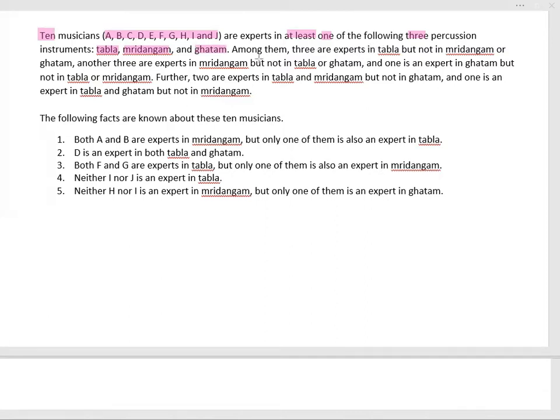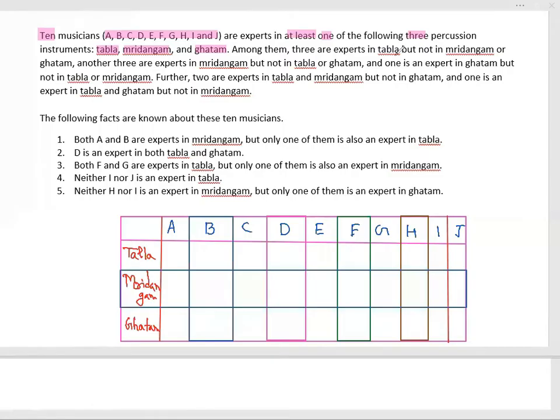Now we can see here the entire set, where the experts' combination is given. So basically we need to form one table wherever we can fill in who is an expert in what. For that, first let us draw the table. Now we have generated one table with our available space as A to J. These are the 10 musicians and these are the three percussion instruments.